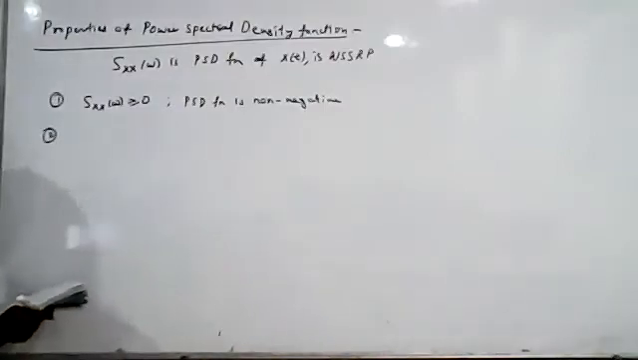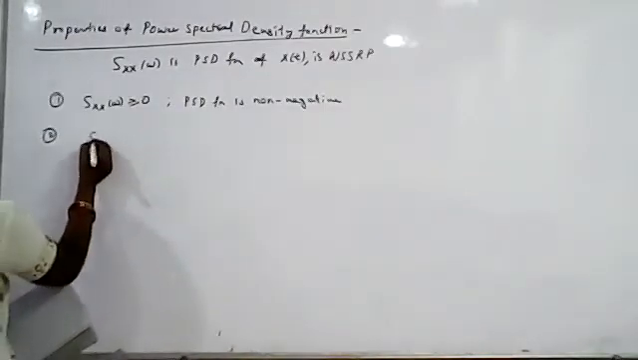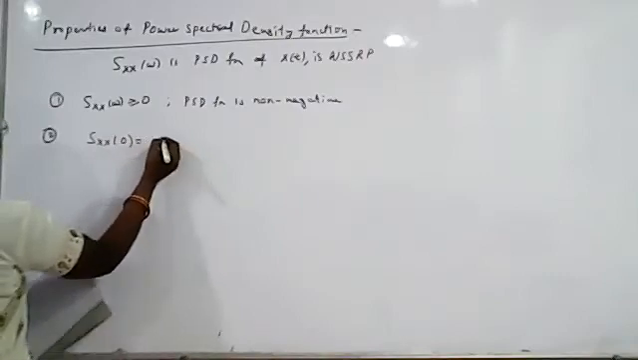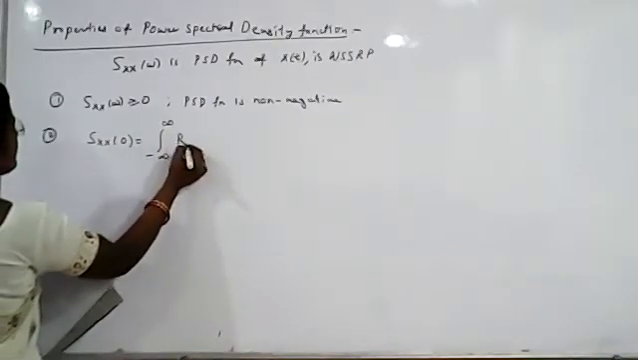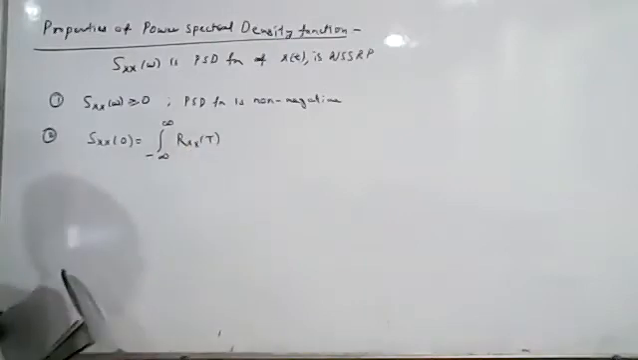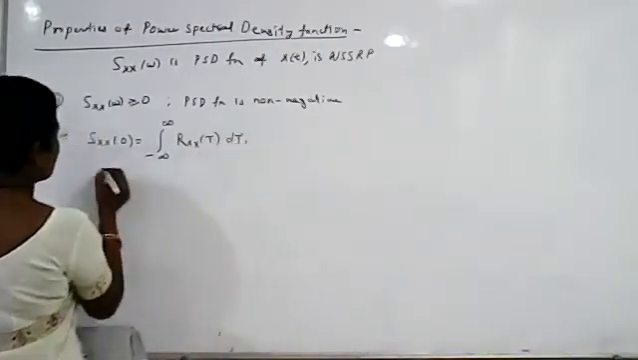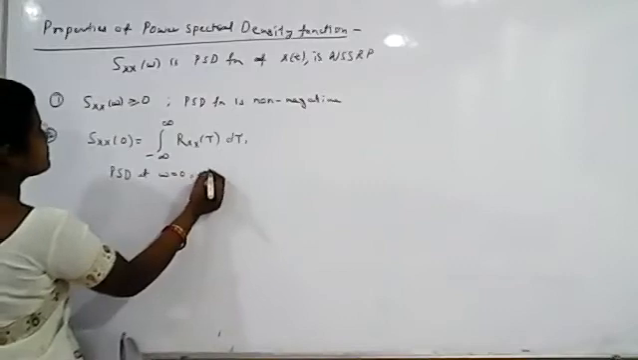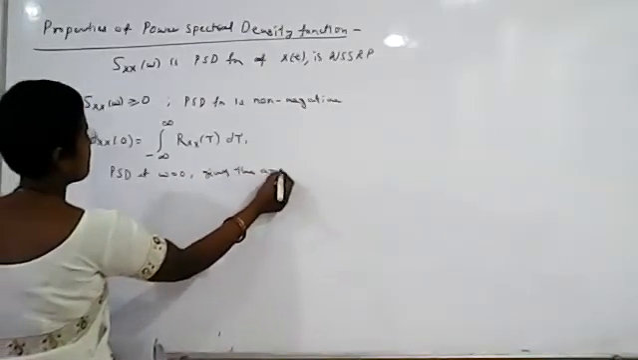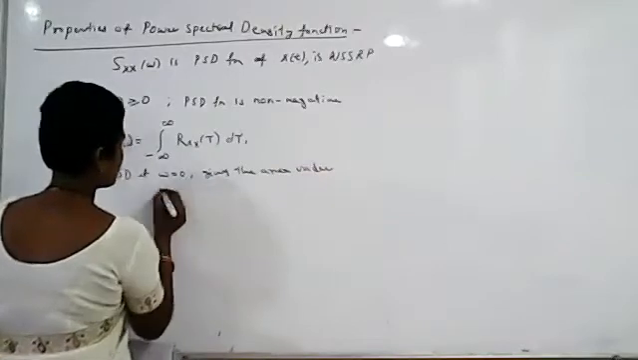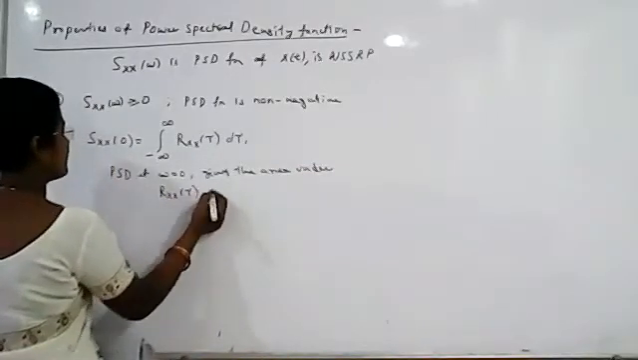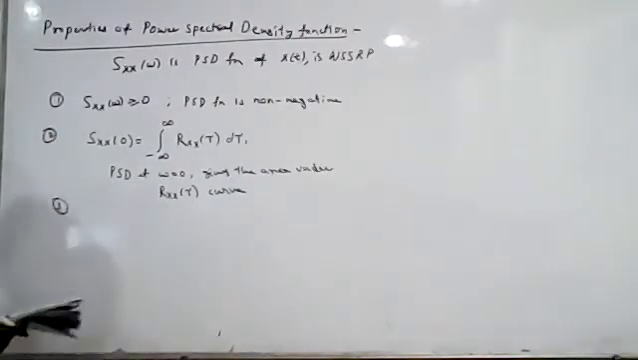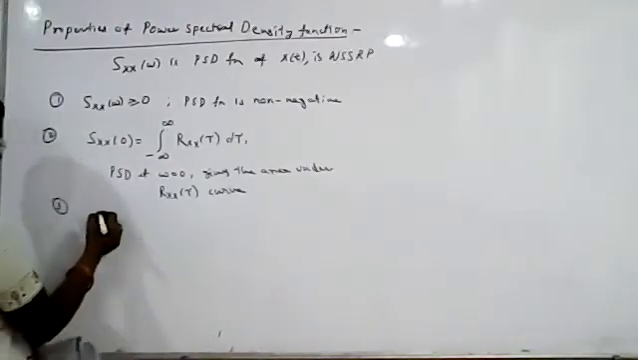Then the second property is that the power spectral density function at omega equal to 0 gives us the area under the autocorrelation function Rxx of tau.